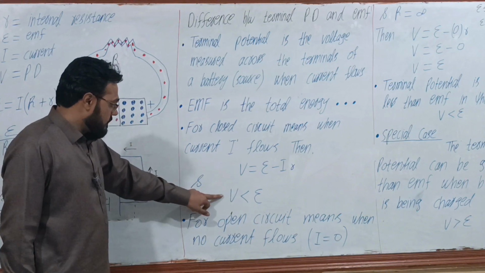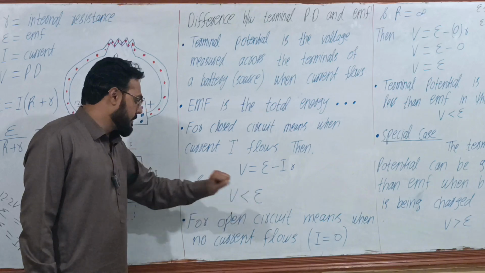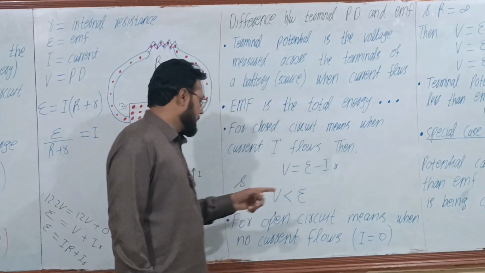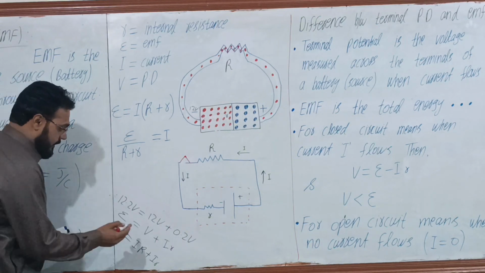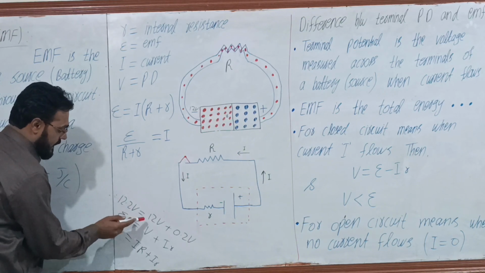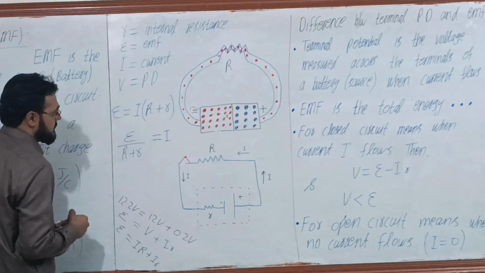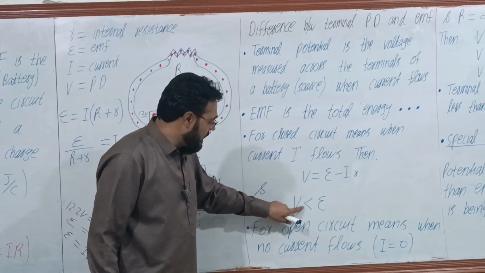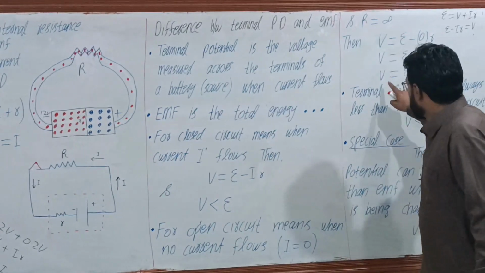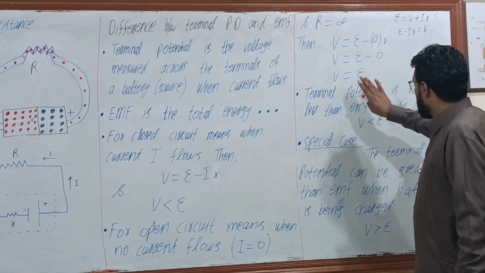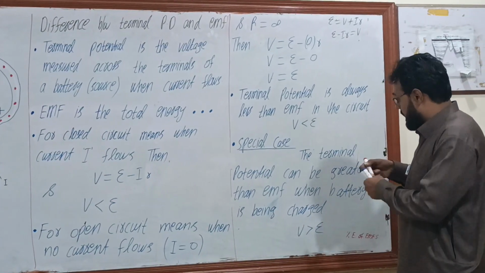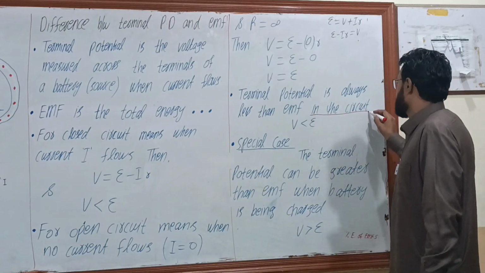The terminal voltage is always less than EMF when the circuit is closed, when the current flows. When current flows, the terminal voltage 12 is always less than EMF, which is 12.2 volt. EMF is the total voltage, terminal voltage is the voltage left at the terminals. For an open circuit, the current is zero, then the terminal voltage and EMF are equal. The terminal voltage is always less than EMF in a circuit when the current flows.